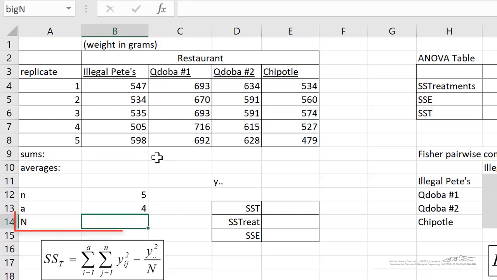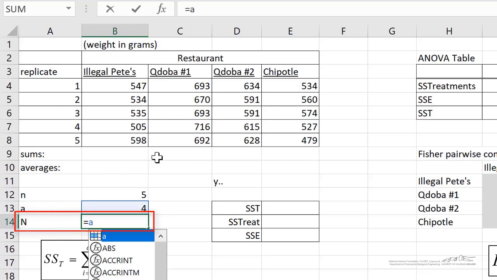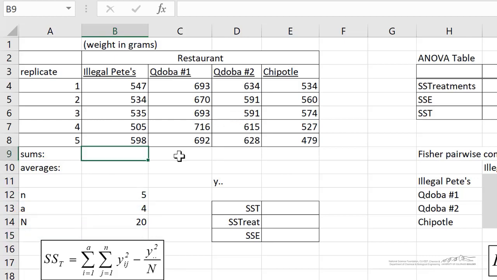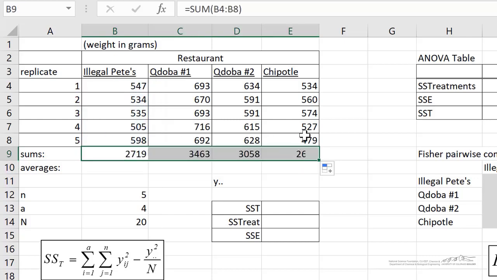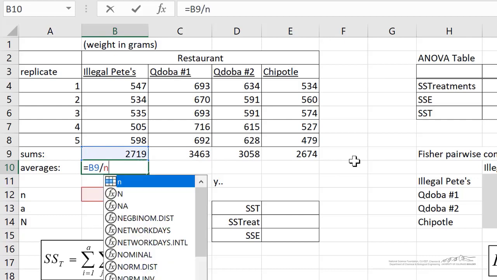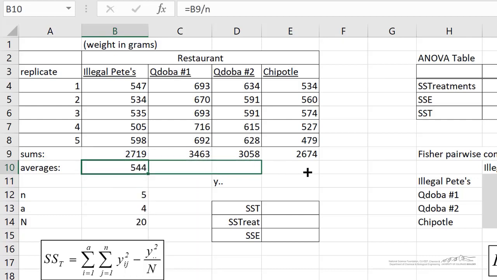And then capital N is just A times n. That's the total number of observations we have, and we have 20 observations here. Let's now calculate the sums. These are the yi dots. So this is just going to be the sum of all of those replicates for Illegal Pete's. We can easily copy that over. So those are the sums. We can also calculate the averages. The averages are just the sums divided by little n. We can copy this over.